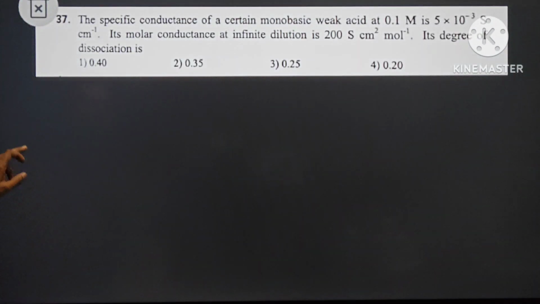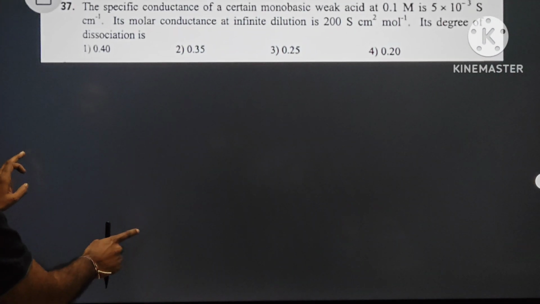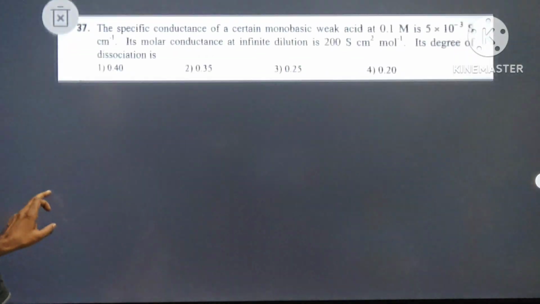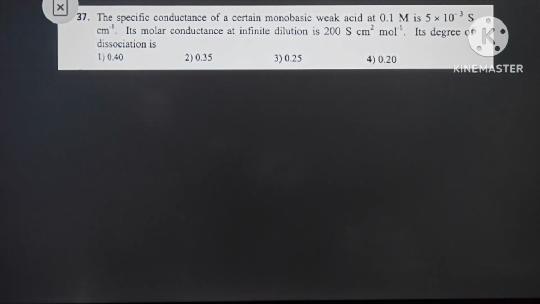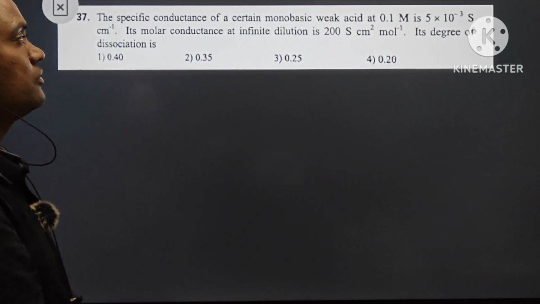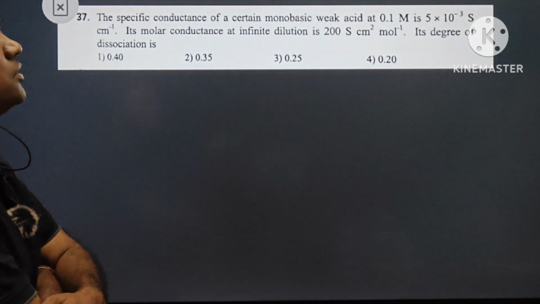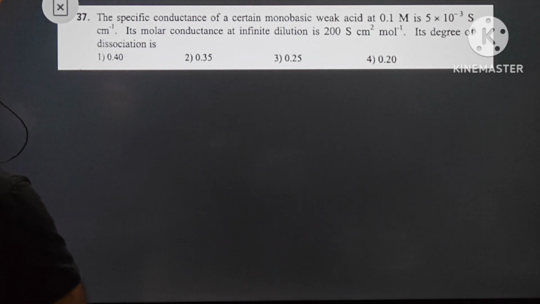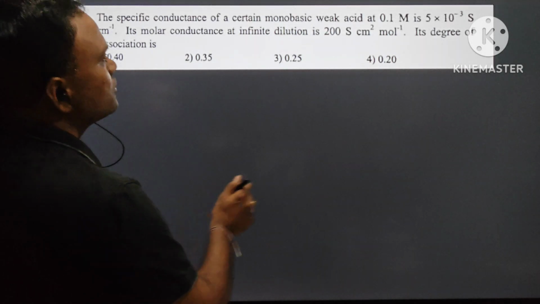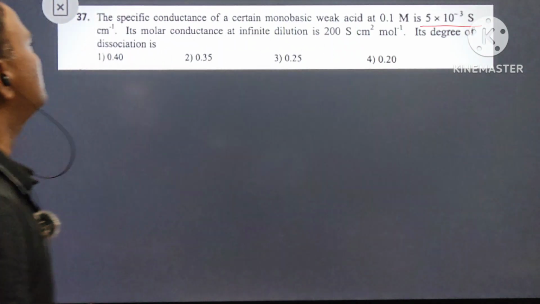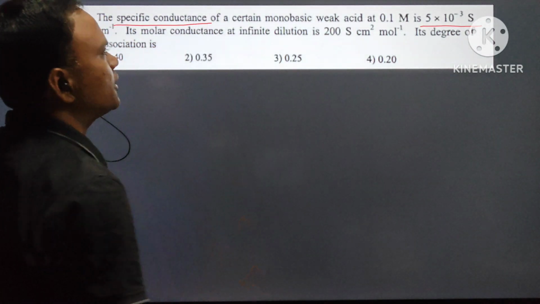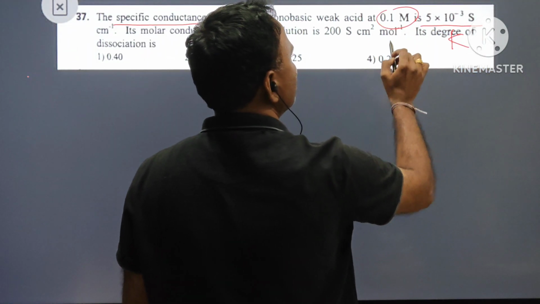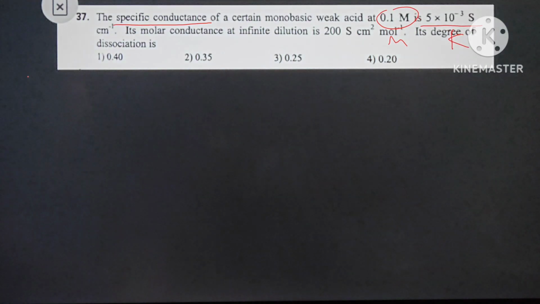Next, the specific conductance of a certain monobasic acid at 0.1 molar is 5 into 10 power minus 3. First of all, underline what is given to you. This value is specific conductance K, and molarity M is given to you. Its degree of dissociation alpha you have to calculate.